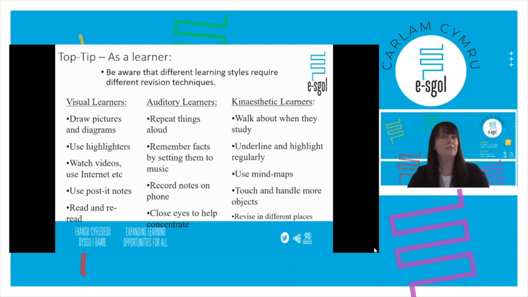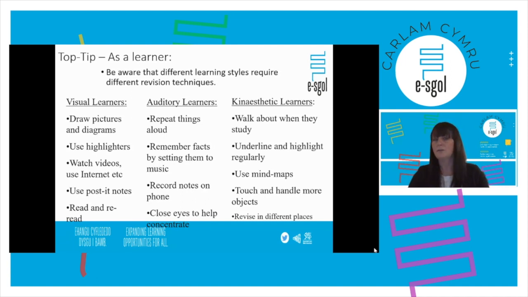Now, as a learner, there are different styles of revision techniques that suit different people. So if you are a visual learner, you might like to draw pictures and have diagrams. You might like to use highlighters or watch videos, use the internet. You might like to use a lot of post-it notes, and you tend to read and reread things.